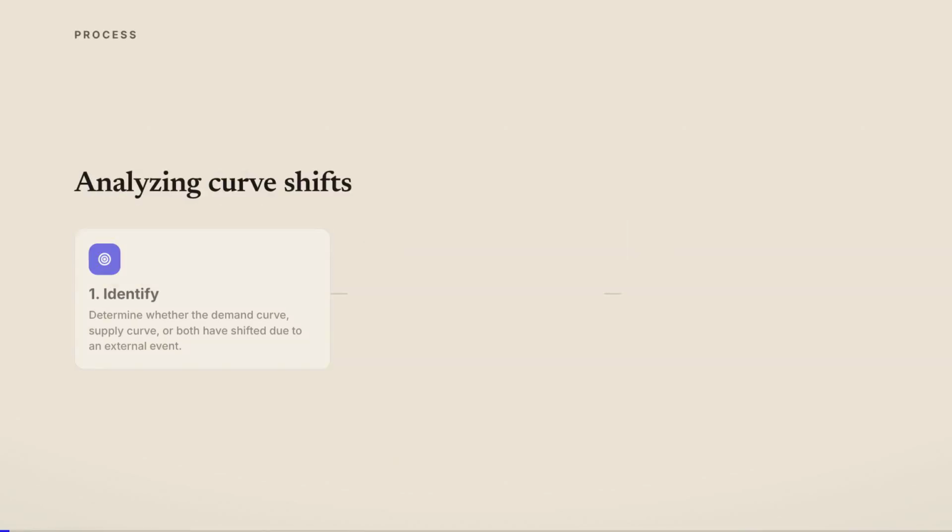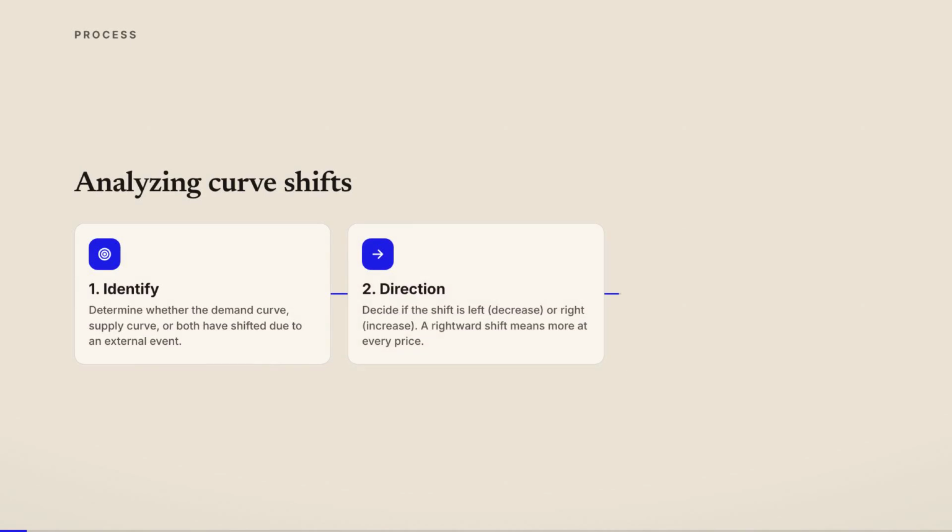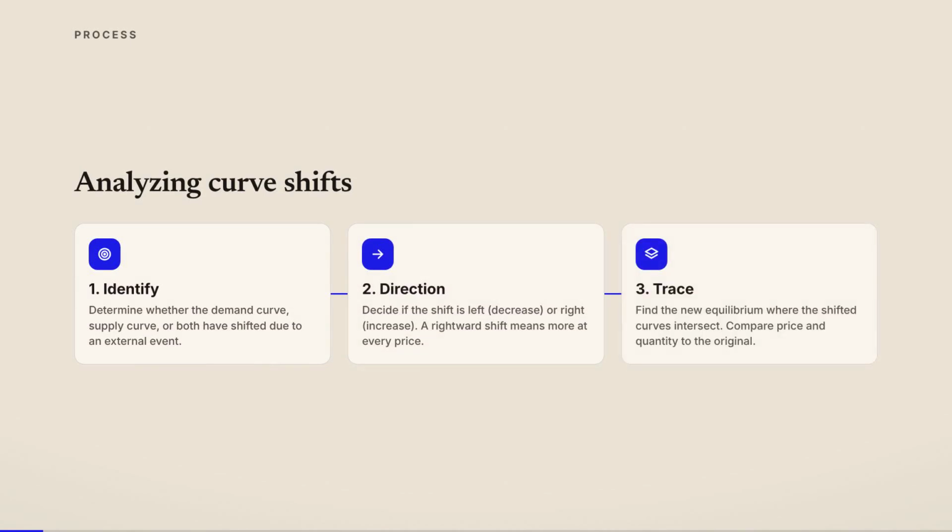So far, we've talked about movements along the demand and supply curves. When price changes, quantity changes. But sometimes the entire curve shifts. That's when something other than price changes the fundamental relationship. The source material gives us a 3-step method for analyzing these shifts.